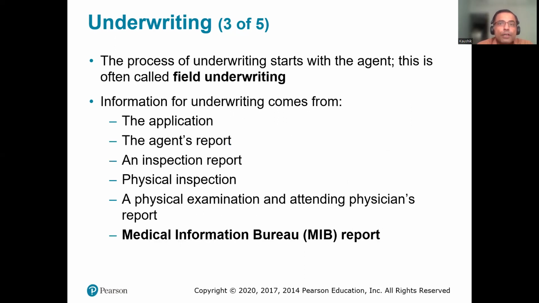The process of underwriting starts with the agent. So there is an application filed with the company. Then the agent's report comes, which provides further details on the applicant. There could be a physical inspection in case of property and casualty insurance, or a medical examination in the case of life insurance. In case of life insurance, the company may also access the Medical Information Bureau report. This is an organization which has details of individuals as provided by member life insurance companies.